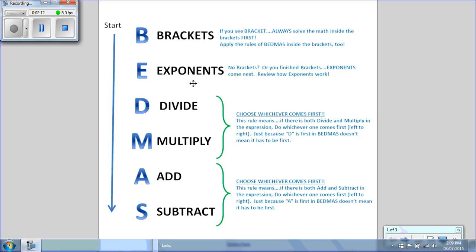So that's a quick overview of what BEDMAS means. There are some subtle tricks that we'll do in some examples to make sure that we understand exactly how to do this. But we always start at the top. We start with the first letter, brackets, B for brackets, and work our way through each different operation.